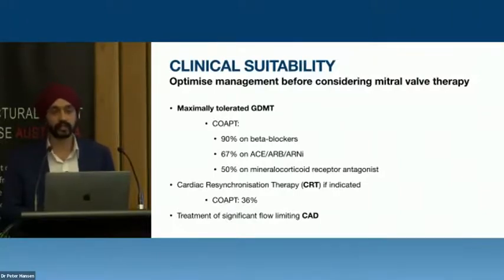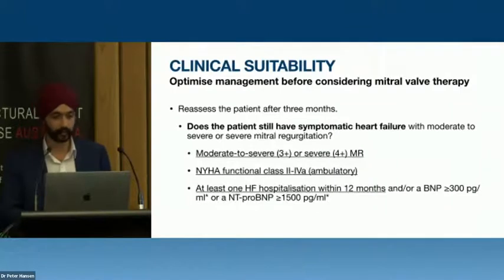So these are some of the things that you need to do to optimize the patient before you consider transcatheter repair. And then after you've done that, you should reassess the patient 1 to 3 months down the line and then assess does the patient still have symptomatic heart failure? And do they still have moderate to severe or severe mitral regurgitation?